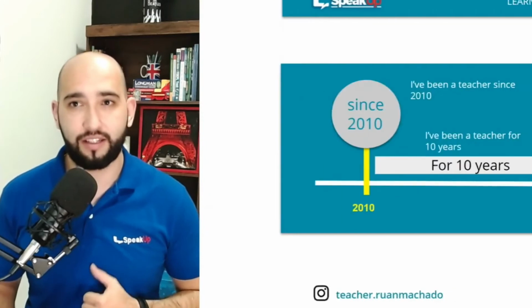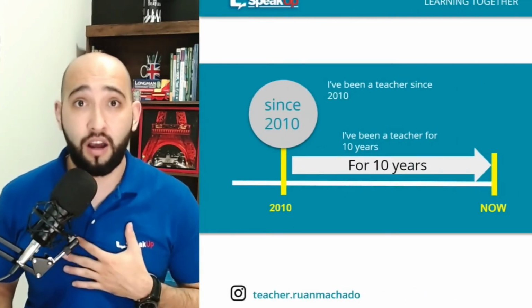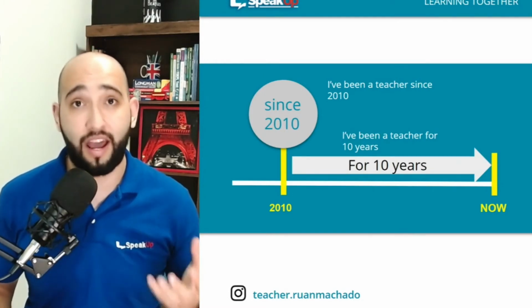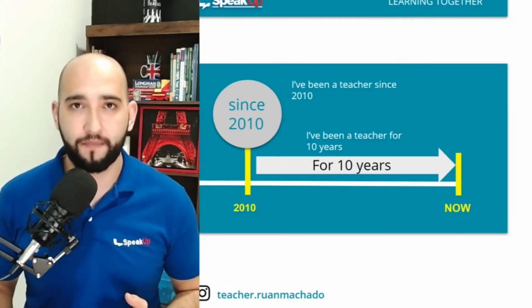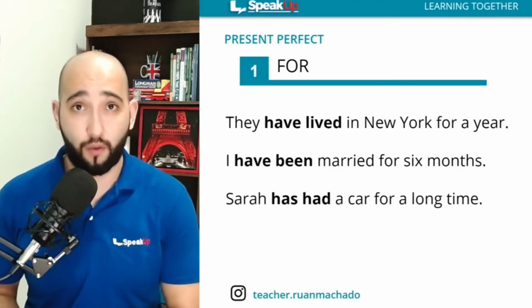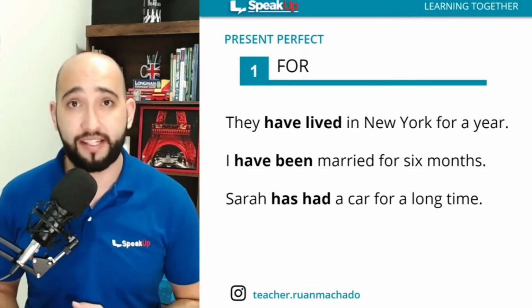Let's take a look at this timeline. So, as you can see, I have been a teacher since 2010. That's when the action started. Now notice that when I use for, I say I have been a teacher for 10 years. For plus the duration or the length of time. Okay? Let's see some examples with for and the present perfect tense.